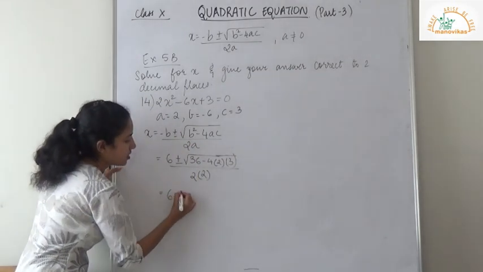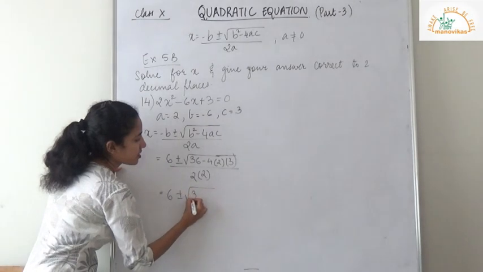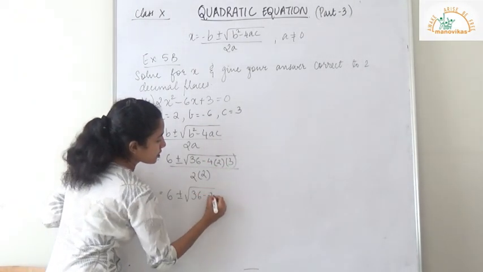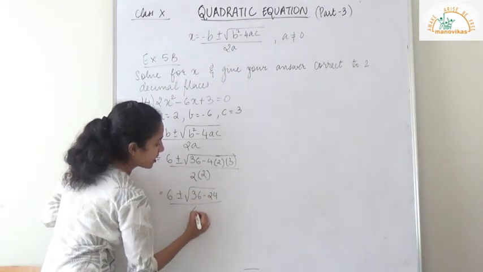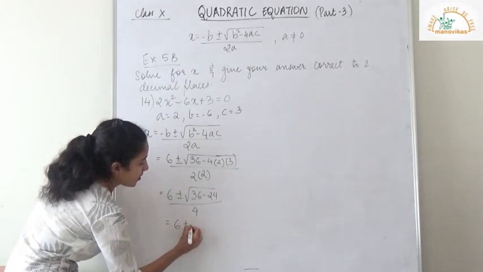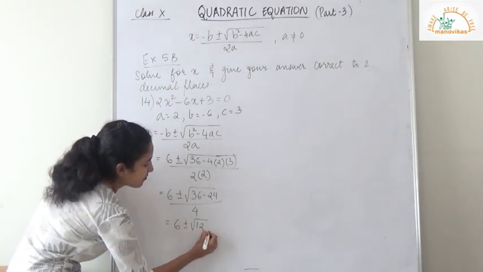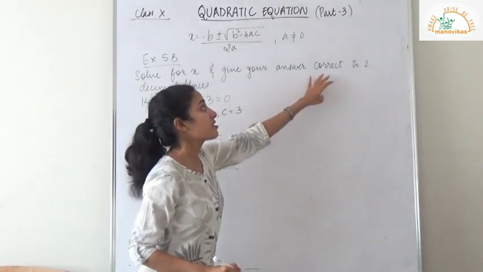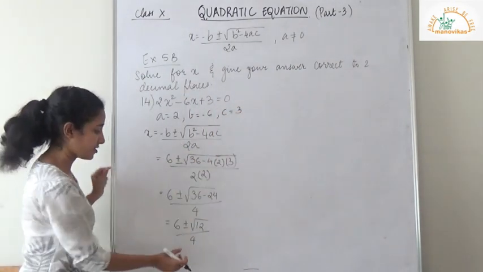So I have 6 plus or minus square root of 36 minus 24, 8 into 3 is 24, divided by 4. Now this is 6 plus or minus root 12 divided by 4. Now for questions like this one, you have to find the answer correct up to 2 decimal places.